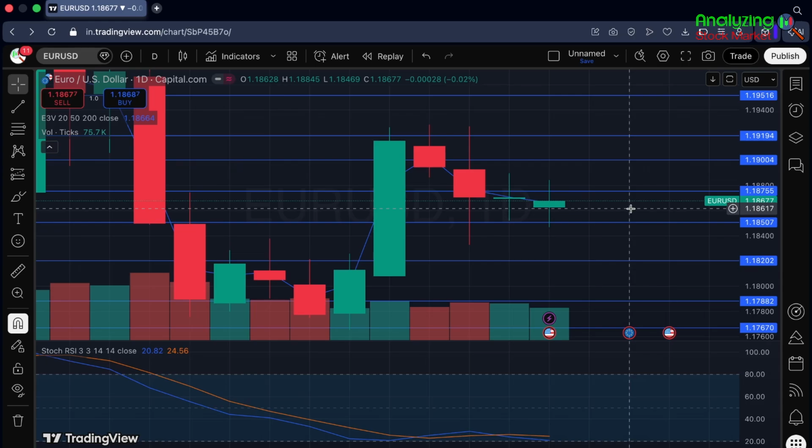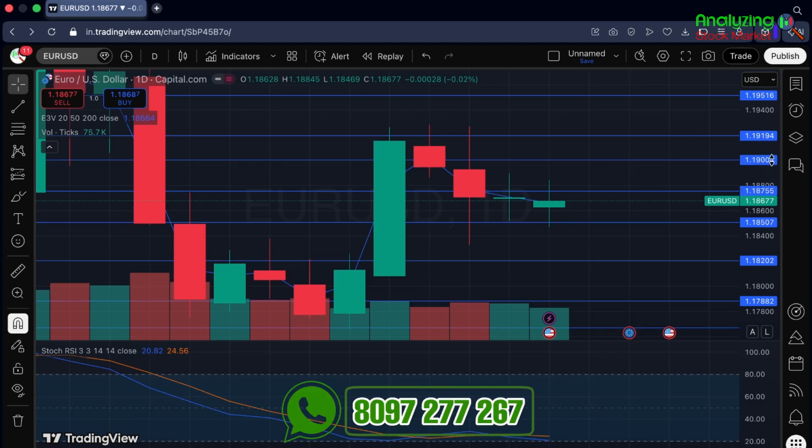So now let's talk about the closing first. In Euro USD, we can see 1.18677 is the closing here. The direct support is 1.18507 and the direct resistance is 1.18755. After direct support, there is a support of 1.18202 and then 1.17882. After direct resistance, there is a resistance of 1.19004 and then 1.19194. So these are two important support zones and resistance zones which will help you to take better stop loss and target levels according to your bias.